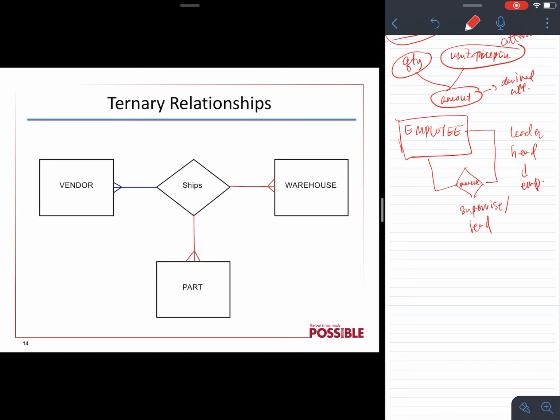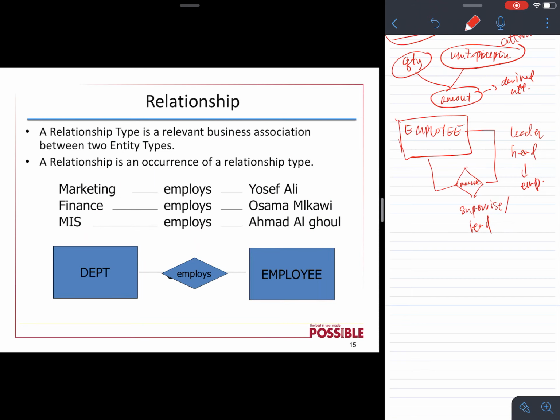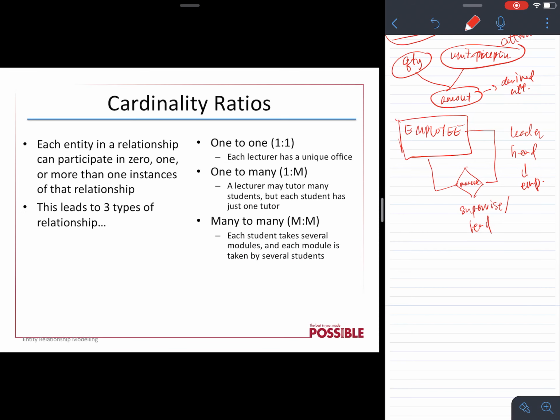So ternary relationship means that you have three entities. When you talk about a relationship, you have to know the ratio of the relationship, or we call that cardinality ratios. So we have one-to-one relationship, one-to-many relationship, and many-to-many.